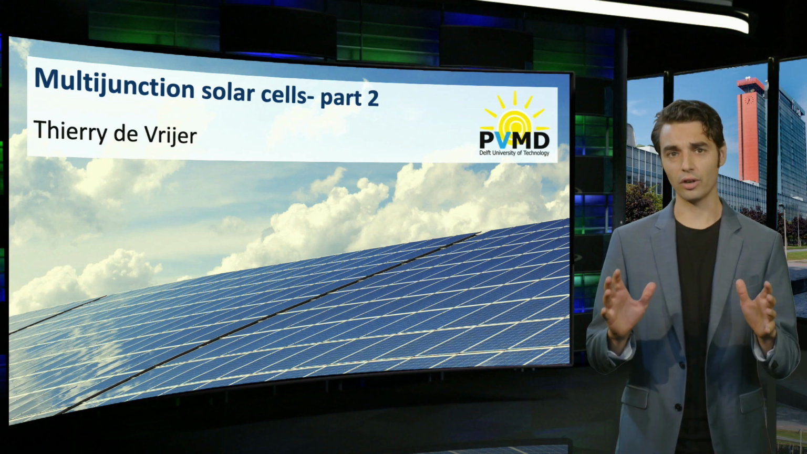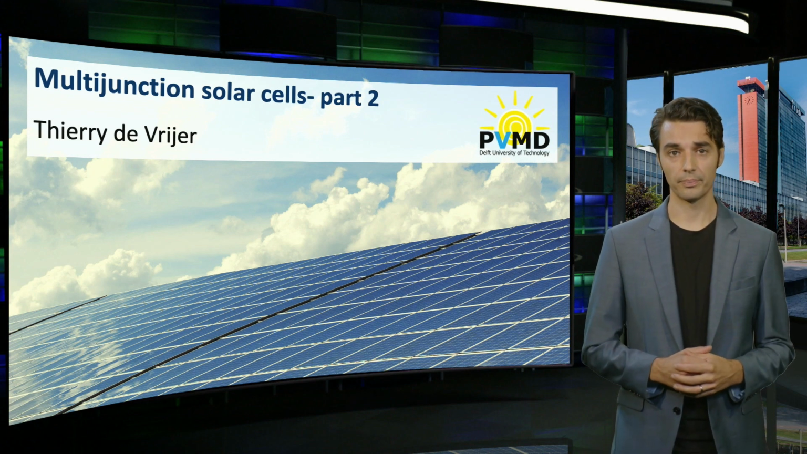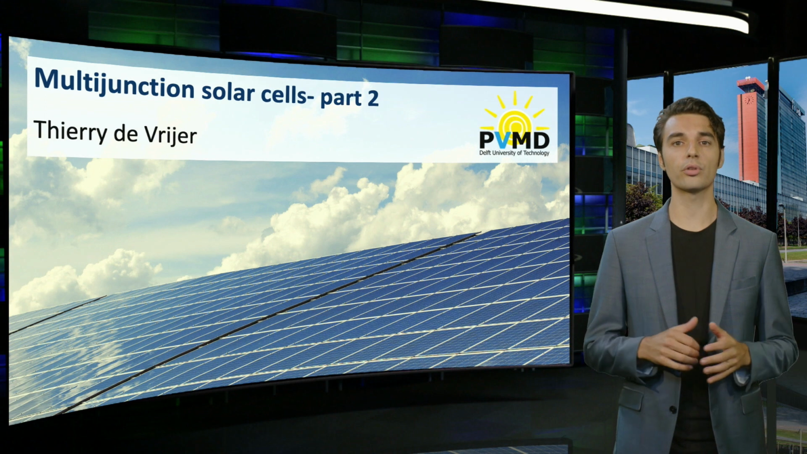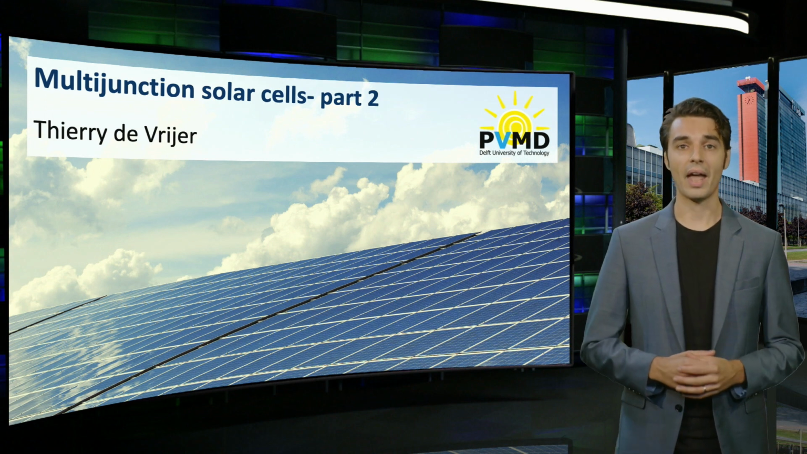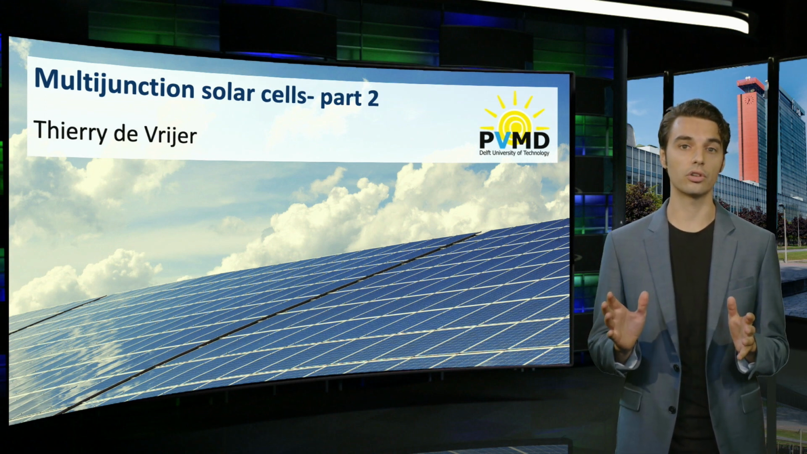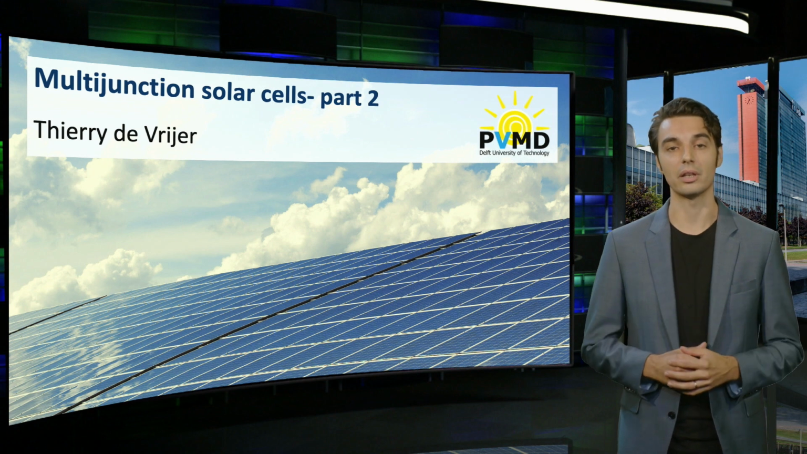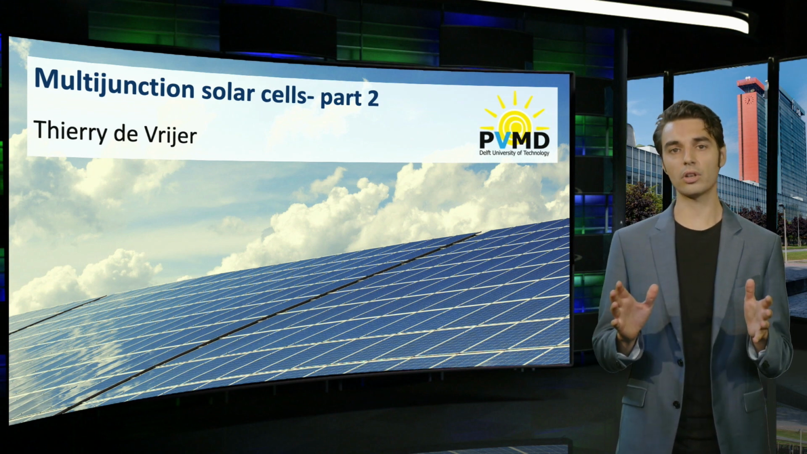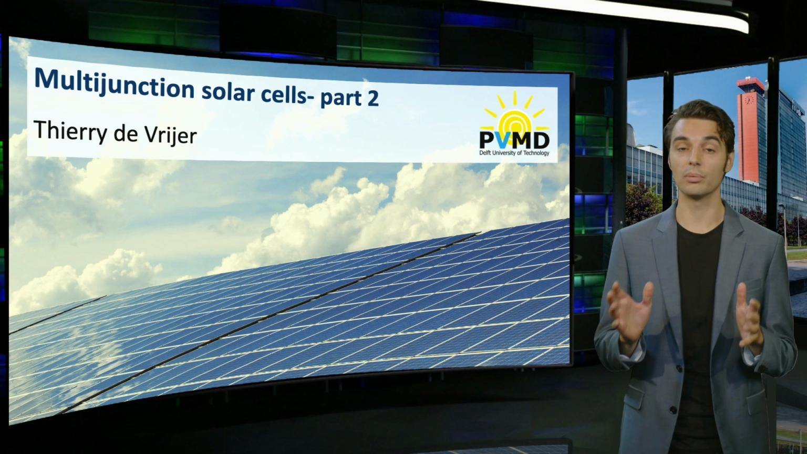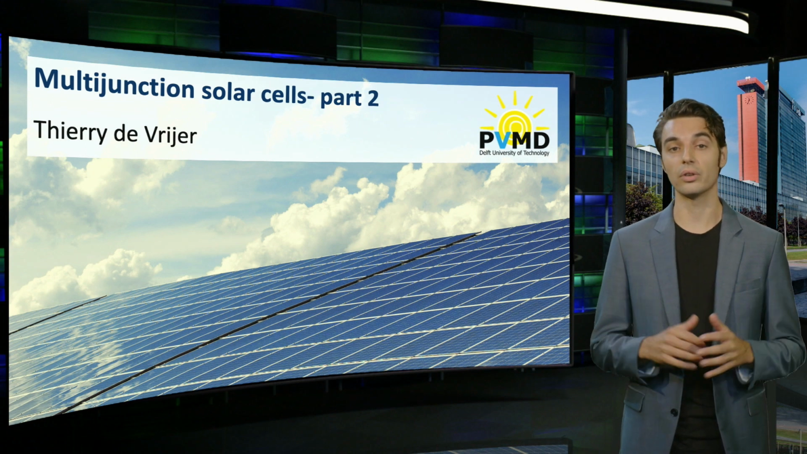Welcome back to our discussion of multi-junction solar cells. In the previous video we looked at the spectral utilization of multi-junction devices and the JV curves of single junctions with absorber layers of varying bandgap energies. We will now continue our discussion by looking at how different junctions in a multi-junction are electrically connected.